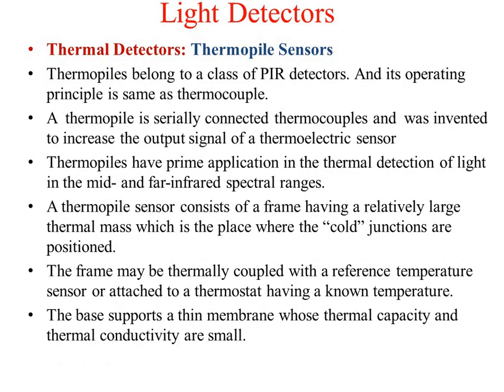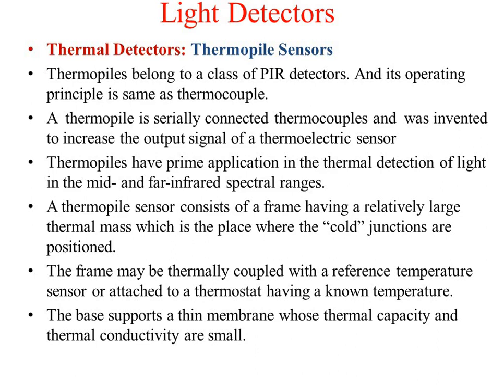So the thermopile is generally also called a PIR detector. Thermopile belongs to the PIR class, and its operating principle is the same as a thermocouple. So we are going to see what a thermocouple is. Thermocouple means when two dissimilar metals are connected together and kept at different temperatures, a voltage is generated, and that effect is called the thermocouple effect. So a thermocouple is nothing but two dissimilar metals connected together. That is the device called a thermocouple, and it works on the thermocouple principle.